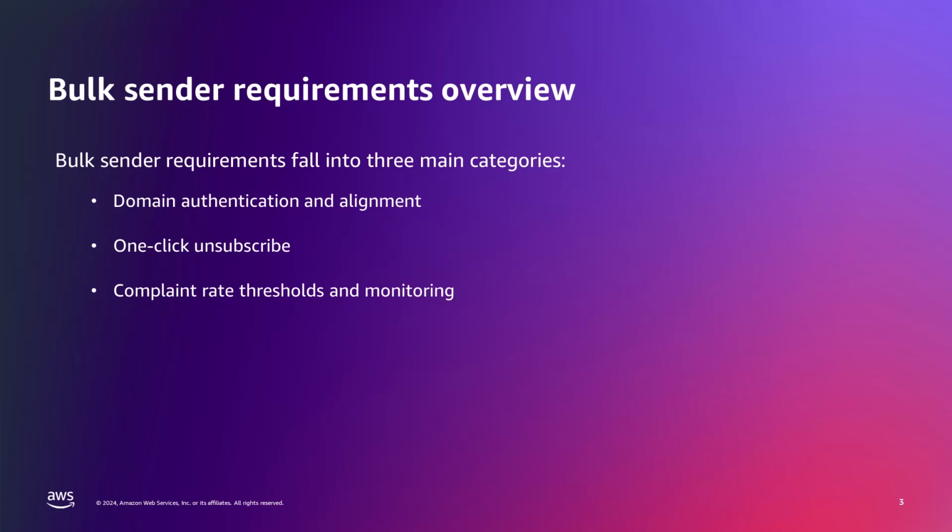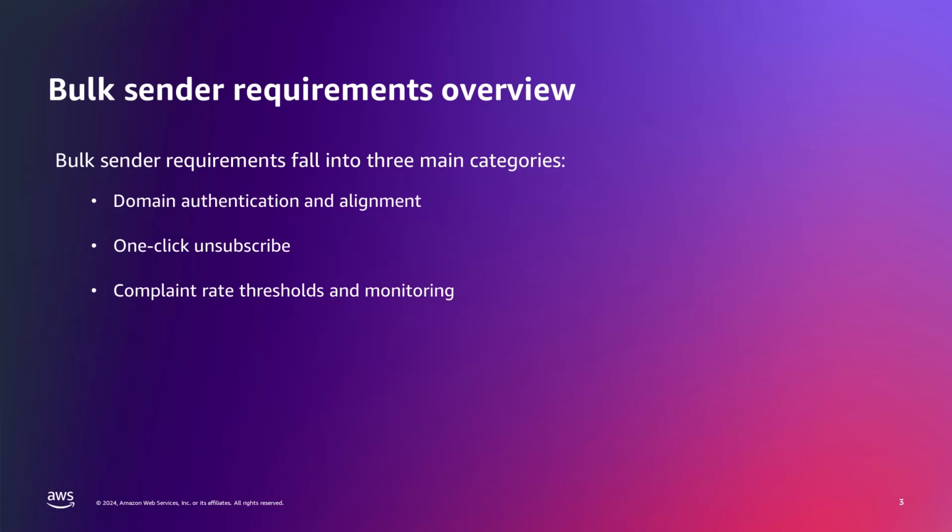The bulk sender requirements fall into three main topics. The first topic is domain authentication and alignment. The second topic is to provide an easy way for recipients to unsubscribe from bulk mail. This is also known as one-click unsubscribe and easy unsubscribe. The third is related to spam complaint rates, with a recommendation that you as a sender should keep the complaint rate below 0.1%.